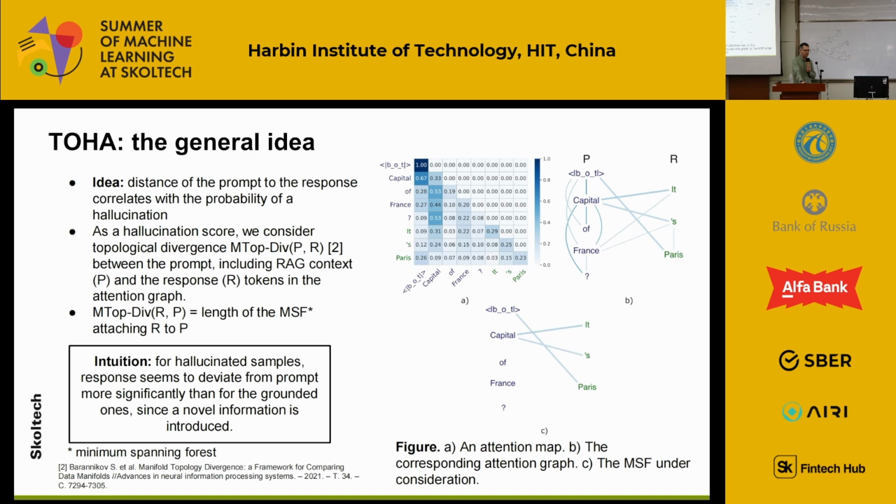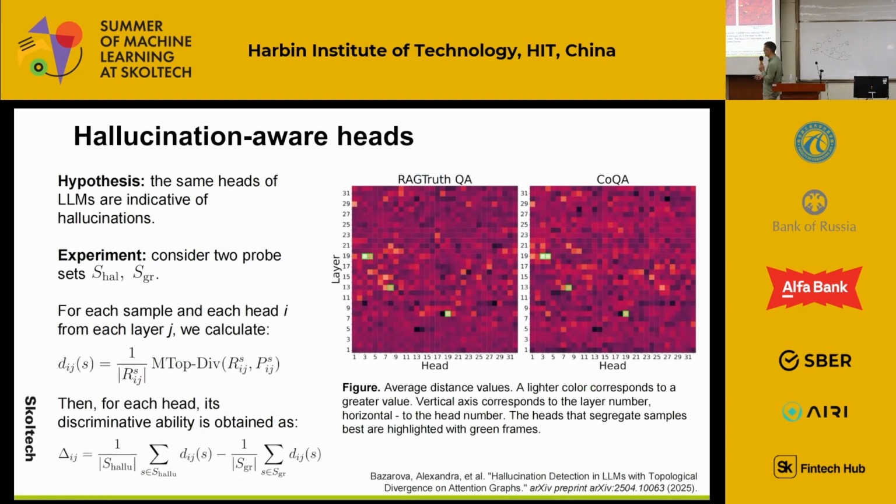And maybe you can recall the first lecture at the school by Sergei Barannikov. He actually talked about the same paper, but for some reason didn't include some pictures in it. Here are these pictures, and here's the intuition. So basically we work with the attention matrix and calculate the distance between the prompt and the response. And so it should somehow correspond to hallucinations.